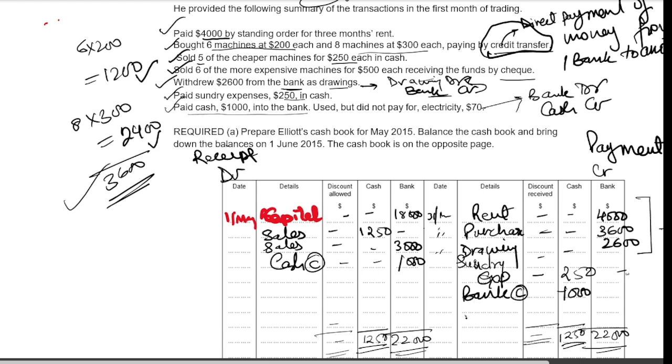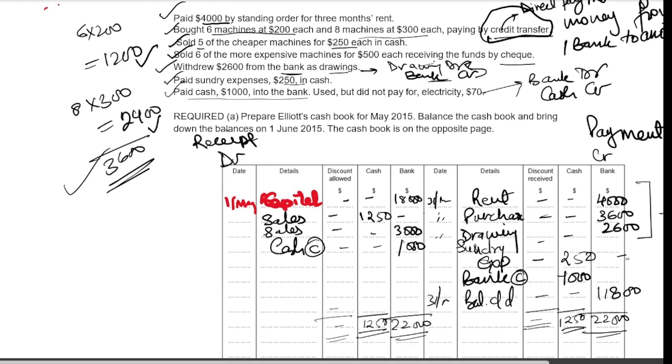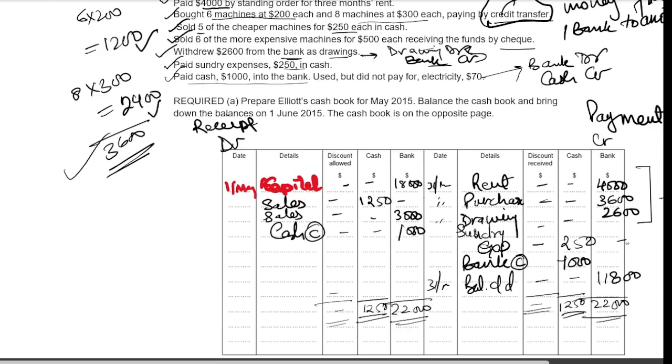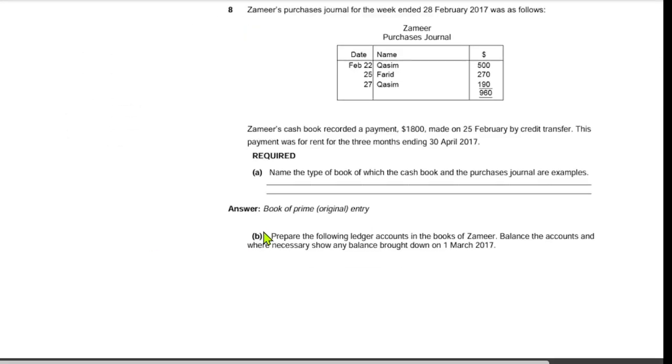So your balance carried down on 31st May will be 11,800. And as you know, carried down will become brought down in the next month. This is May month, so in June you have to write down 1st June balance brought down 11,800, in the bank column. This is how you have to solve the question.